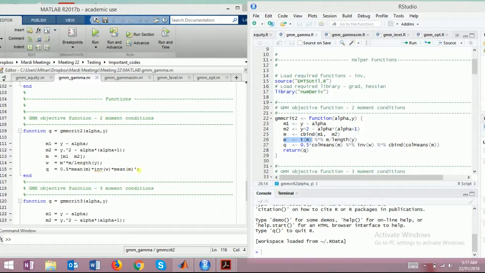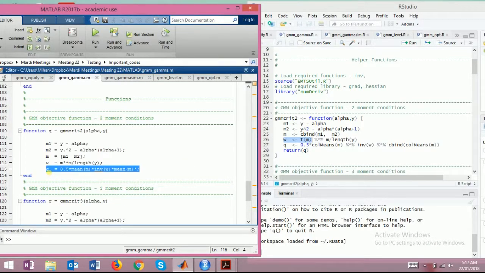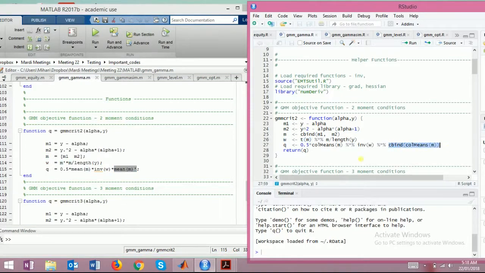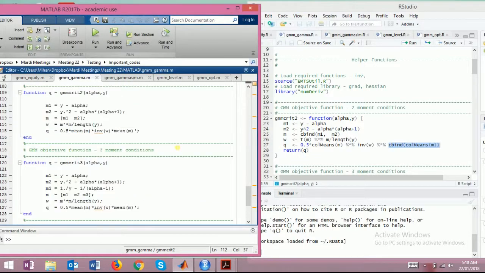So you have this equation because we will have to optimize Q, and we use column means of M inverse of W, and then column bind, instead of taking a transpose of the whole thing. This can be represented with column bind. This has been used before, so we have to remember that. Whenever we call GMM create, it will return Q.